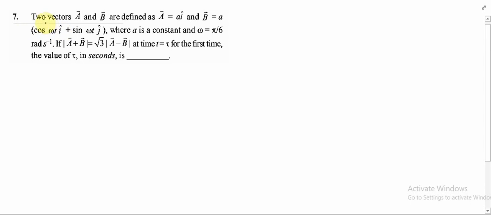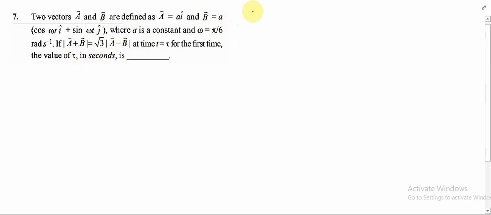Our question: two vectors, A vector and B vector, are defined as A vector is equal to a I cap, and B vector is equal to a into (cos omega t I cap plus sin omega t j cap), where a is a constant and omega is equal to pi by 6 radian per second. If modulus of A plus B vector is equal to root 3 into modulus of A minus B vector at time t is equal to tau, for the first time, the value of tau in seconds is. So we have to find the value of tau.